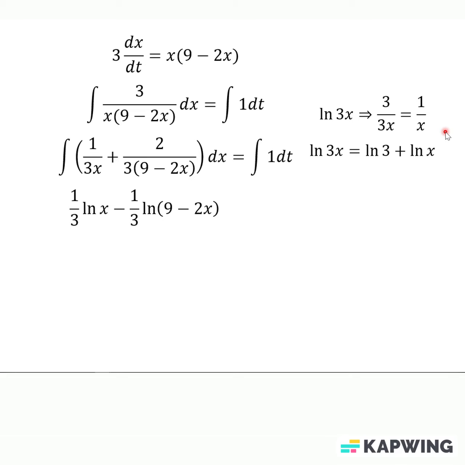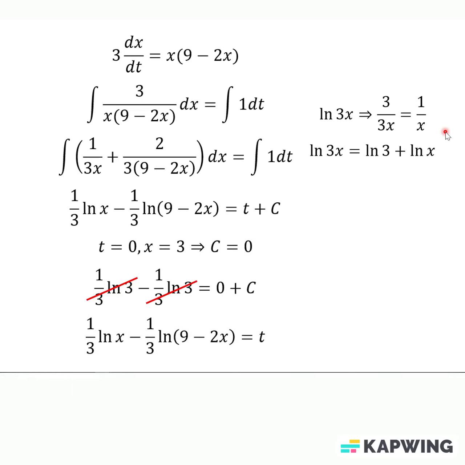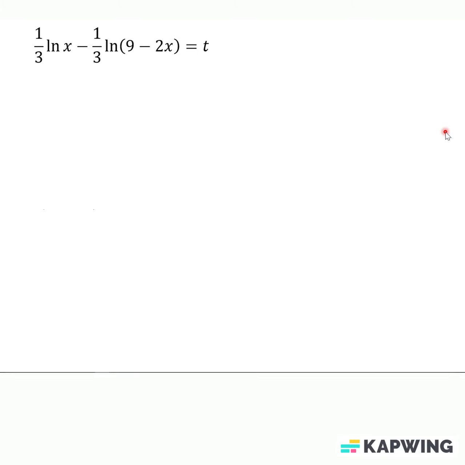The other term is a third ln 9 minus 2x, and then I differentiate the right hand side, I get t, and put a constant on just the right hand side. Again, when t was 0, x was equal to 3, subbing those in, I get a third ln 3 minus a third ln 3, so they cancel out, and I get 0 is 0 plus c, so c is equal to 0.